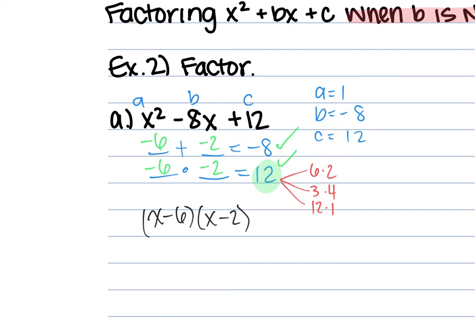How could we check if we did it right? FOIL this sucker, okay? Does it have to go in that order? No. You could put (x - 2)(x - 6). Good question. Any other questions on the first one?